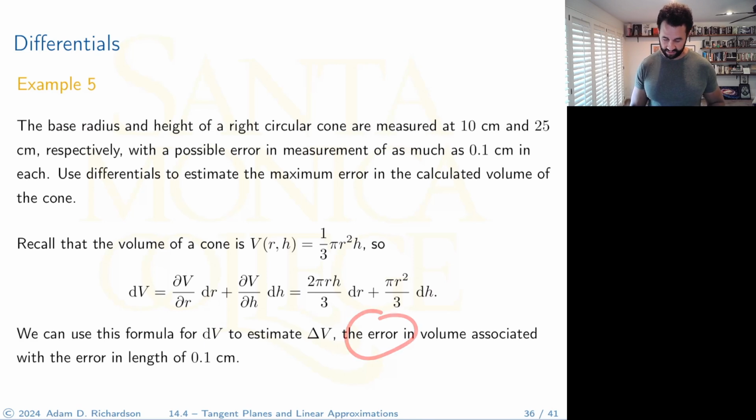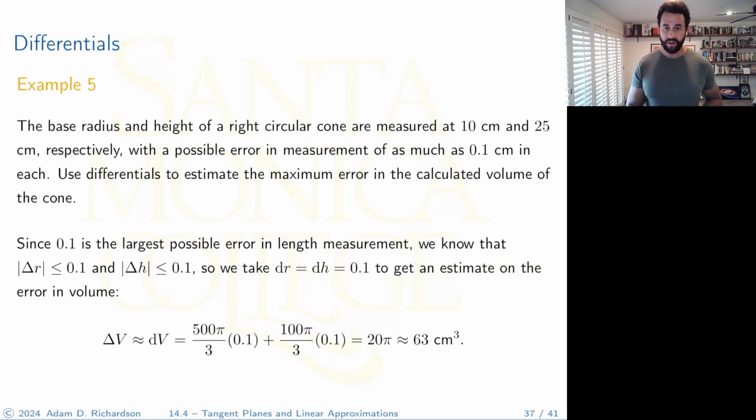So the error in this case is associated with the error in length of 0.1 centimeters. Here we go. We know that 0.1 centimeters is the largest possible error in length. So that means that the difference in r, the delta r, is no greater than 0.1. And the largest error in h is no greater than 0.1. So we're going to take dr and dh to both be equal to 0.1. Now we can use this to get an estimate on the error in volume. So the actual error in volume is approximately this, which is about 63 centimeters cubed. So that's about what the error could be.